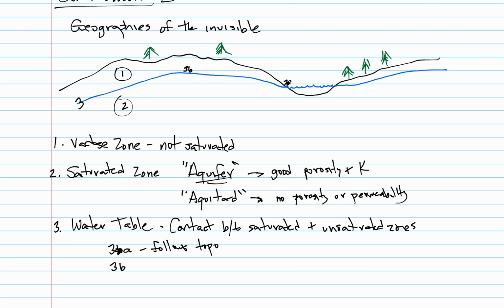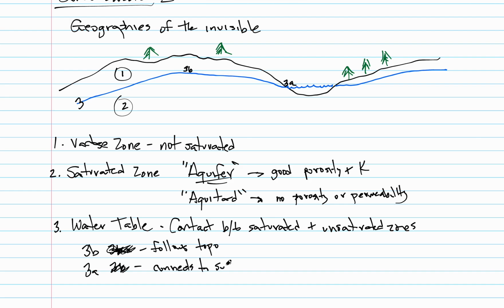And then the second rule is 3A. Wait a minute. I did it. Why did I do that again? 3 follows topography. That's 3B. I drew an A right here where it meets the stream. 3A. That's bad teaching. What did I want to say? Connects to surface water.